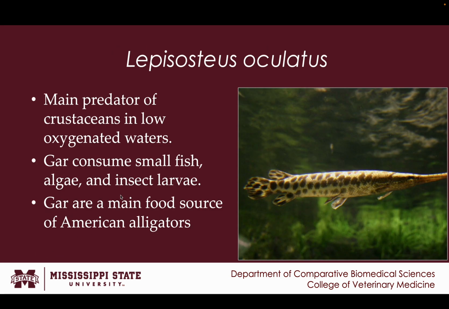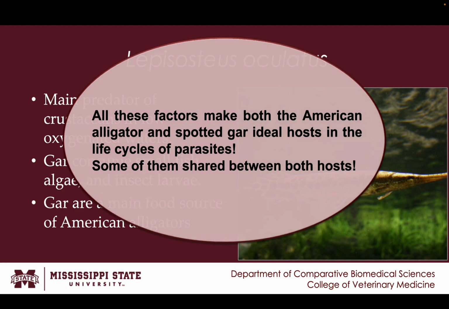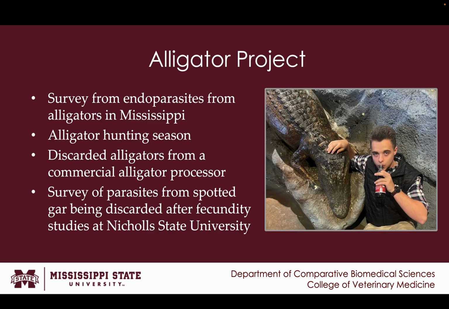The spotted gar is the main predator of crustaceans in low oxygenated water. Gar consumes small fish, algae, and insect larvae, and they are a main food source of the American alligator. They're called a trash fish due to the fact that they eat pretty much everything that they can find in the water, which is why all these factors make both the American alligator and spotted gar ideal hosts in the life cycle of parasites. Some of them are shared between both hosts.